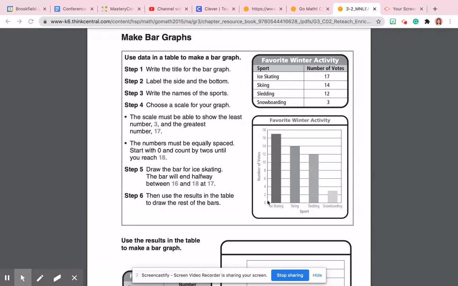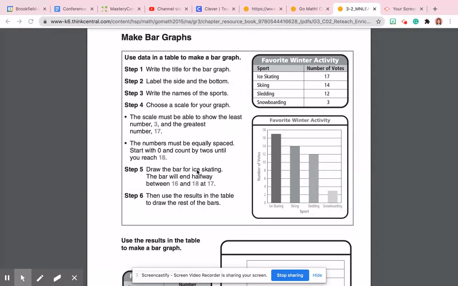What did they space these ones by? Let's count. 0, 2, 4, 6, 8, 10, 12, 14, 16, 18. So each line represents them spacing it out by 2s. So on this graph, they started with 0 and counted by 2s until they got to 18.